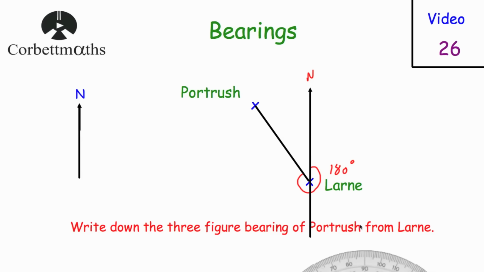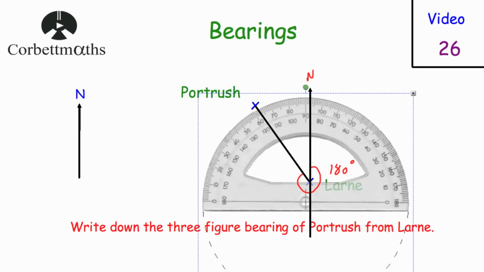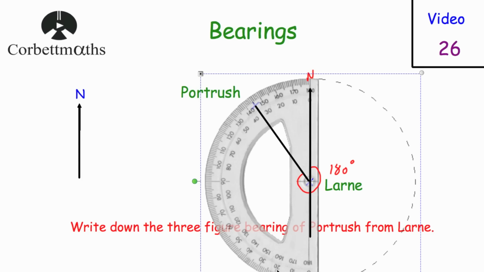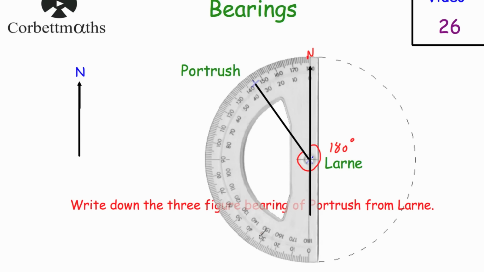Then we could get our protractor and turn it around, so that we've got 0 at the bottom this time. We want to go from 0 around to where the line is. As you can see, if we start at 0 at the bottom here, we've got 0, 10, 20, 30, all the way around to in between 140 and 150, and it's exactly in the middle. So that means that's 145 degrees.